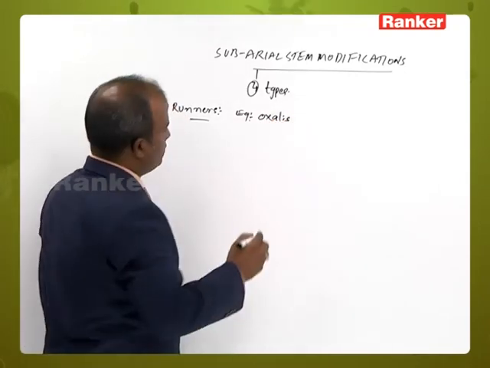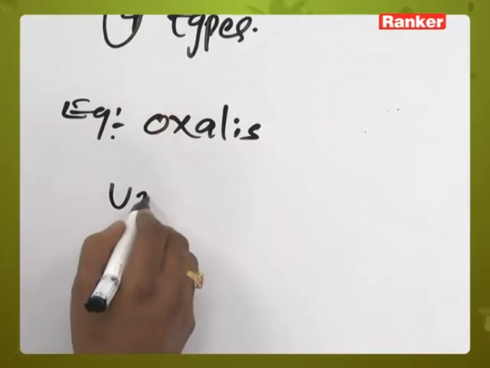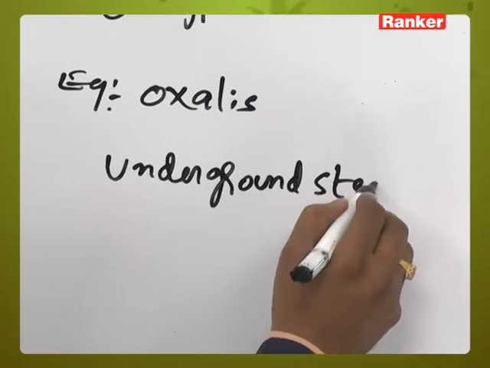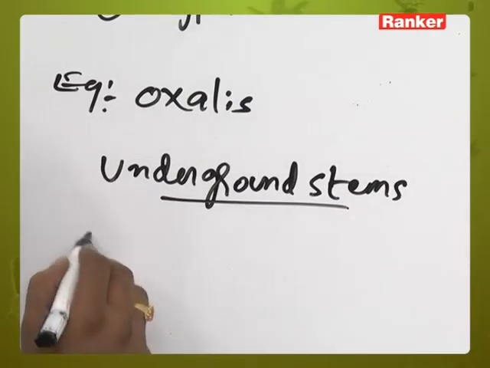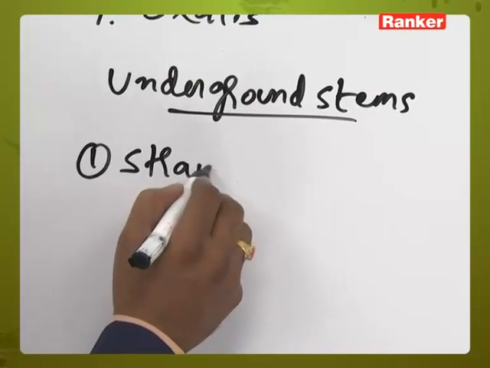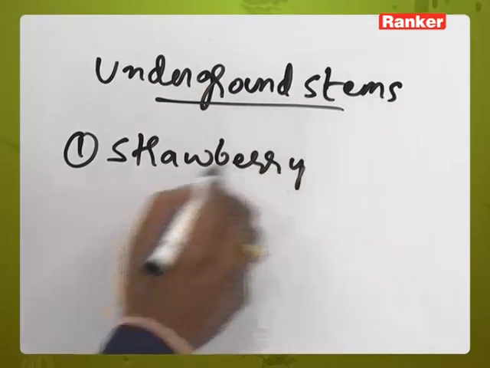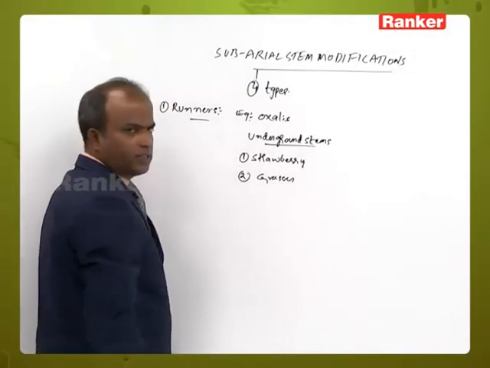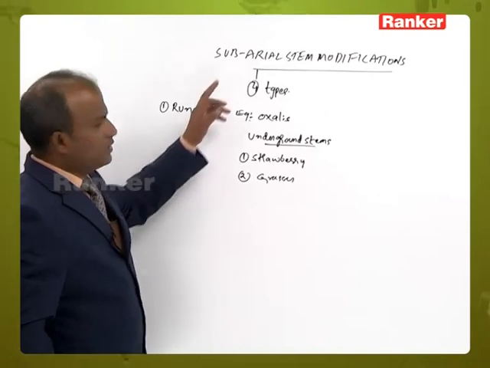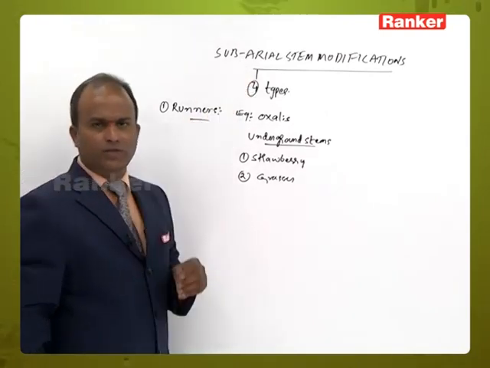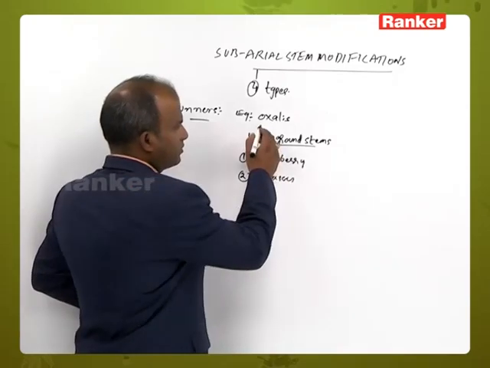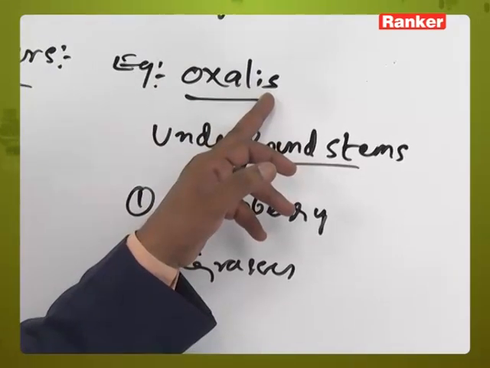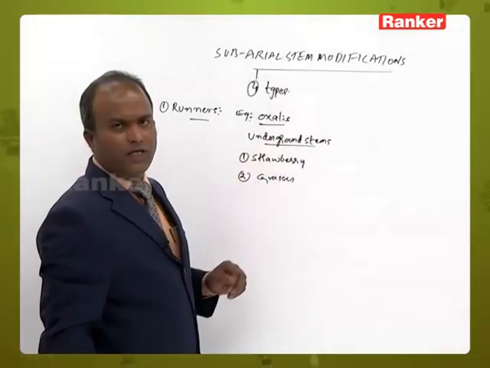And the second subaerial stem modification is nothing but underground stems. Those are nothing but strawberry. And the second one is nothing but grasses, which shows runners. It is one of the subaerial stem modifications. In your textbook, they give the explanation about runners taking oxalis as one of the examples.